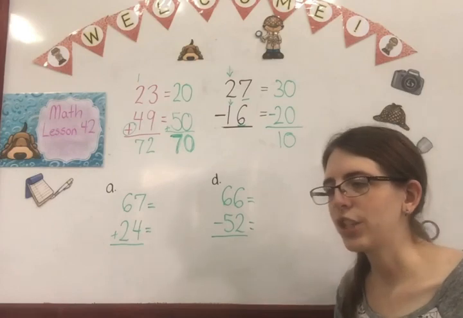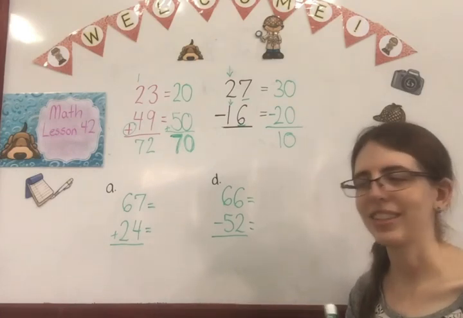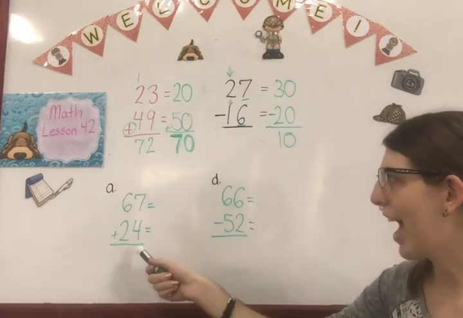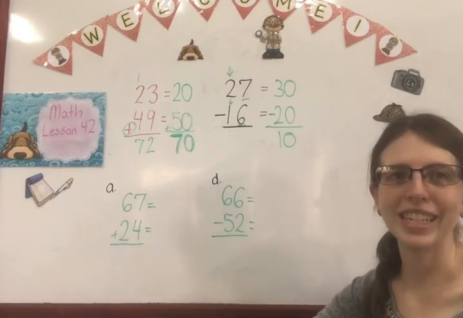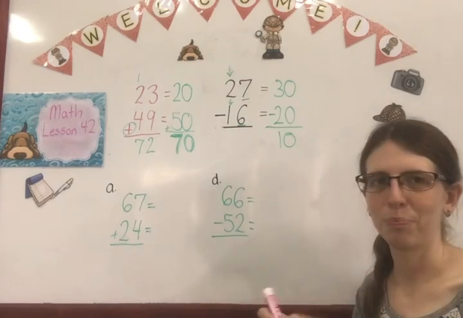We're going to try 2 of the problems from your page. This is number 3. We're going to start with letter A, and then we're also going to do letter D together. Then you do the rest on your own.